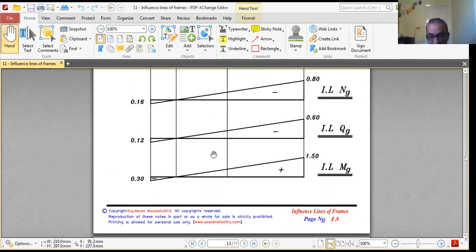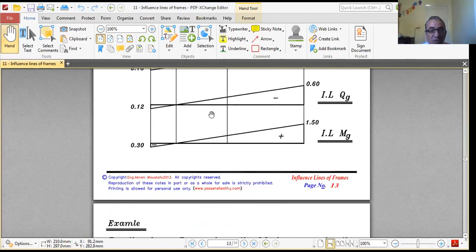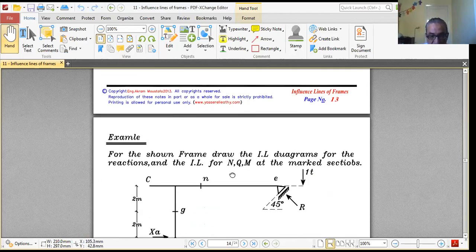We're done with the example, we're done with the lecture, and I'm going to solve more examples starting on page 14 in the next lecture.